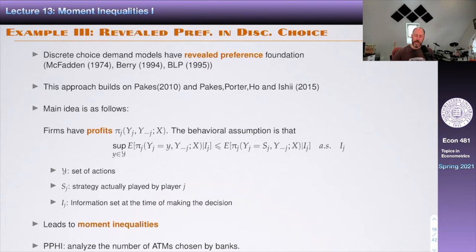It was developed and pushed by Pakes and co-authors. But when people think about this in the context of moment inequalities, very often they just follow the approach developed by Pakes in different papers. This one in particular explains more or less the intuition of others. This paper was published in 2015, but the idea was around for a long time.